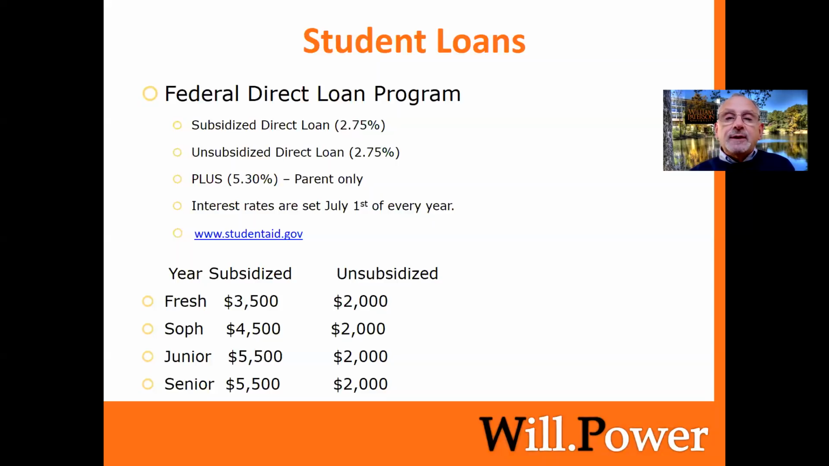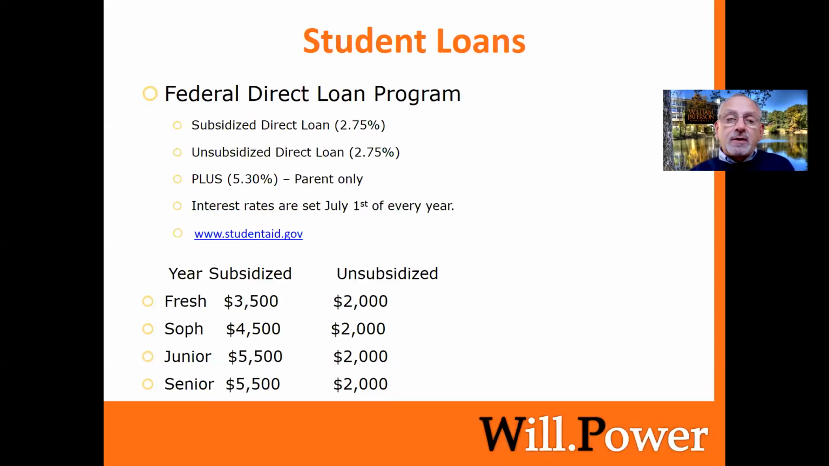PLUS stands for Parent Loan for Undergraduate Students. These are loans parents can take out for students in addition to student loans. This loan is based on creditworthiness or credit history. The interest rate is 5.3%. For more information about loans, you could visit studentaid.gov.